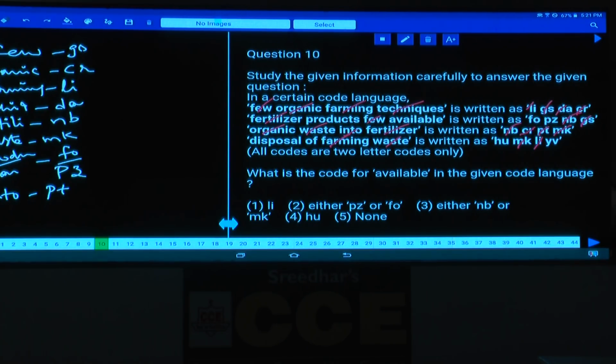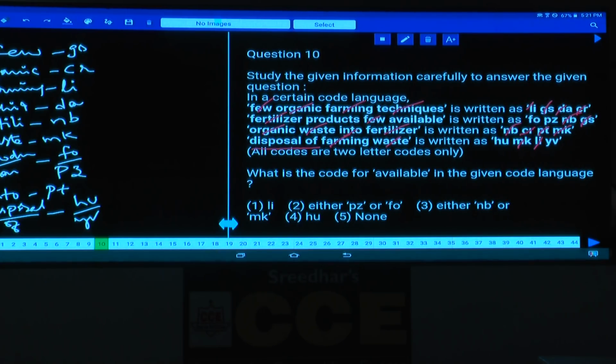Disposal and off, two words are left over and what are the codes left over here? Two codes are left over and those two codes are HU or YV, HU or YV. These are the words and their corresponding codes.